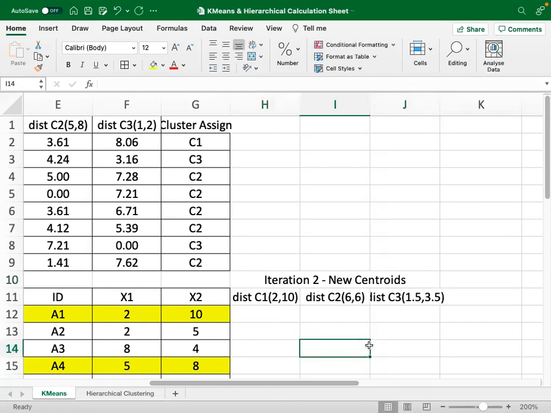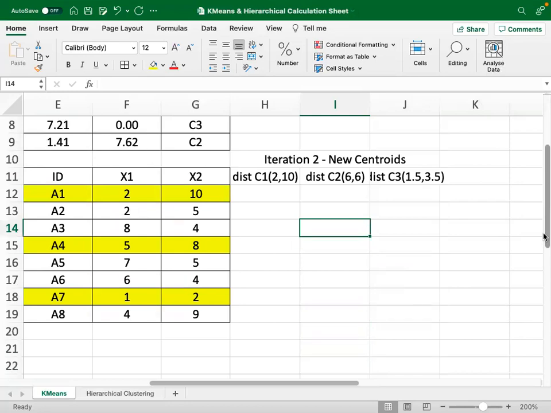The first iteration centroids were randomly selected. The second ones are based on cluster assignment. So we got the centroids, right? Now we will repeat the same process of calculating the distance.